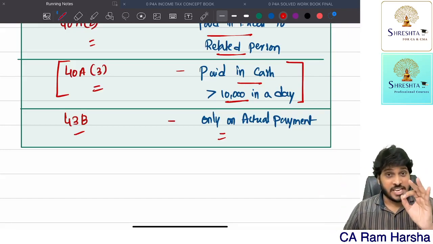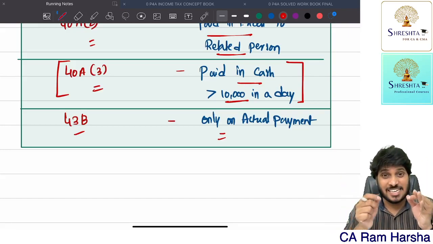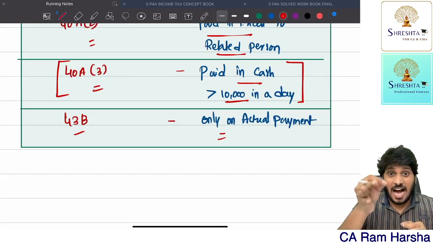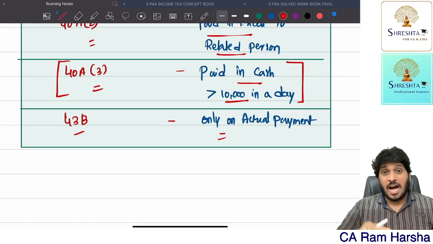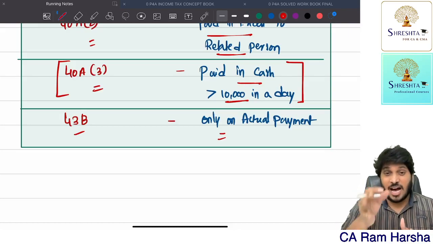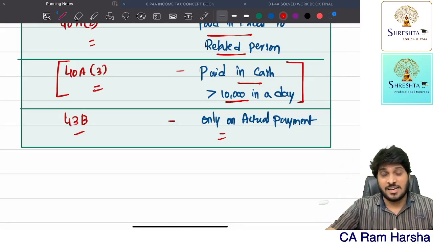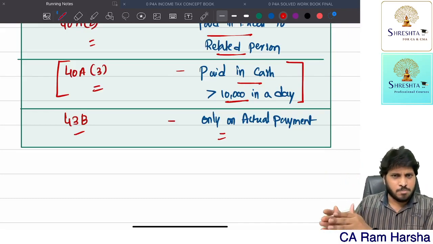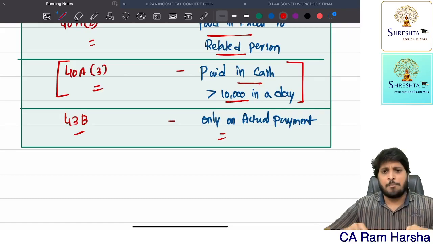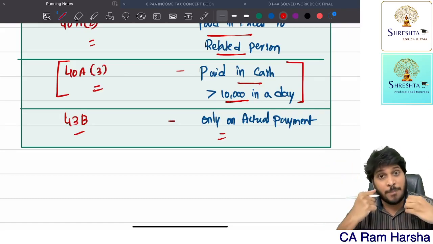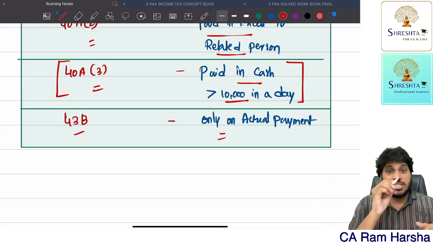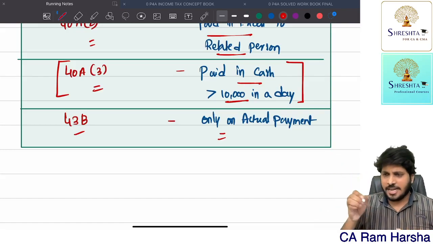What it says: if the amount paid at the time of acquisition of an asset is other than an account payee check, other than an account payee demand draft, other than the UPI method, other than digital modes of banking, if the amount is paid in any mode other than these permitted modes, say you paid in cash, or you paid in a bearer check. Bearer check means you just write the check, mention the person's name, sign it, and write the amount.